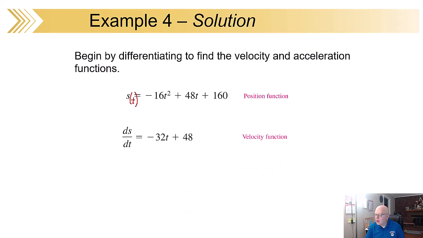So there's our velocity function. Could you do this real fast? I hope so. Bring that 2 out front, negative 32. t squared becomes t, and so on. 48t, 48. Should be real easy. 160, 0. That's a constant, so the derivative of that is 0. Differentiating the velocity function, we get the acceleration function.